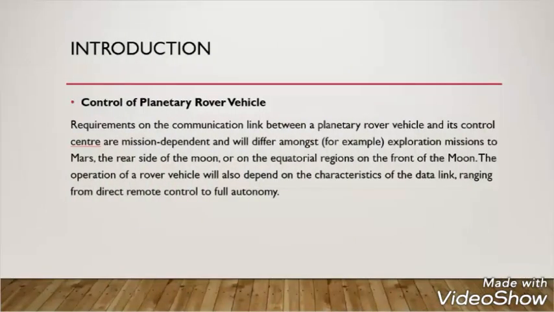Introduction for control of planetary rover vehicle. The requirements on the communication link between a planetary rover vehicle and its control center are mission dependent and will differ among, for example, an exploration mission to Mars, the rear side of the moon, or the equatorial region on the front of the moon. The operation of a rover vehicle will also depend on the characteristics of the data link, ranging from direct remote control to full autonomy.